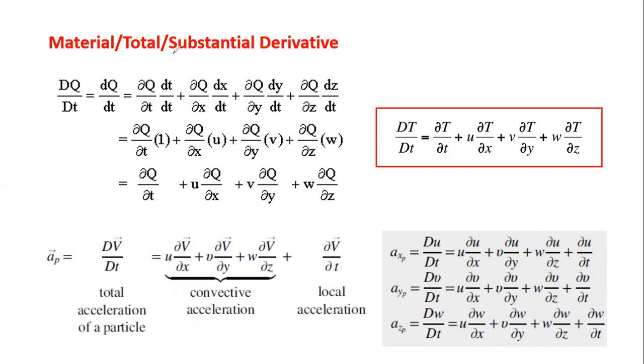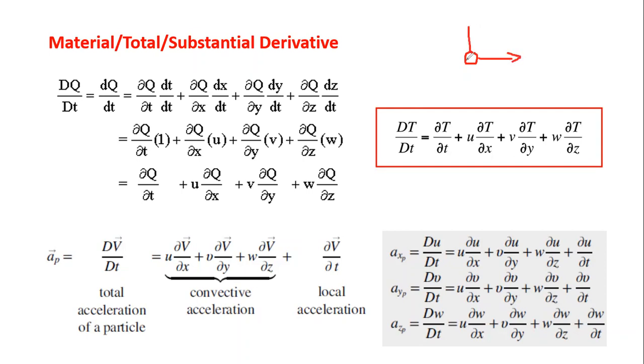What is meant by a material derivative? What's meant by the total derivative? What's meant by the substantial derivative? Okay, let's tell the story from the beginning. I have a fluid particle. This fluid particle moves with a velocity vector.